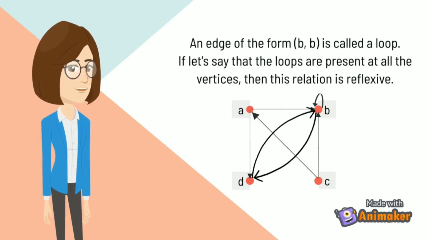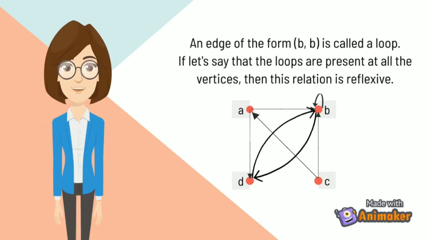If you notice from this digraph, the edge at B is called a loop. If loops are present at all the vertices, then this relation is reflexive. So, that's the end of this subtopic.